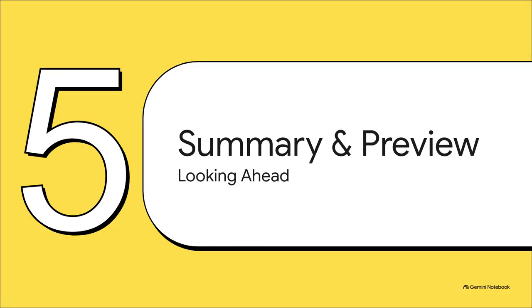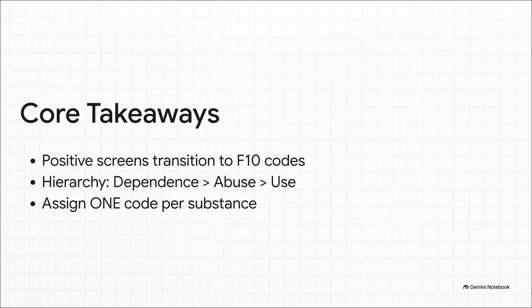Which brings us to our final section, Section 5, Summary and Preview of Part 2. To ensure maximum retention, let's quickly review our core takeaways. First up, the golden rule. A positive screen means you immediately abandon those Z codes and transition straight into the active F10 codes. Second, always follow the severity hierarchy. Dependence over abuse over use. And third, the absolutely unbreakable rule of this chapter. Assign only one code per substance, always defaulting to the highest documented severity.